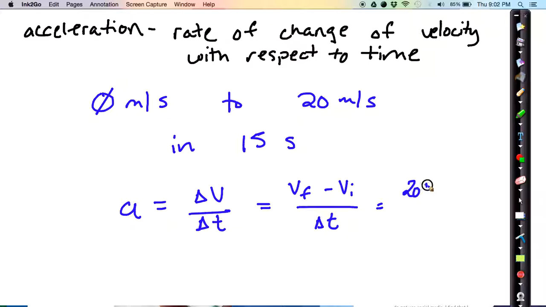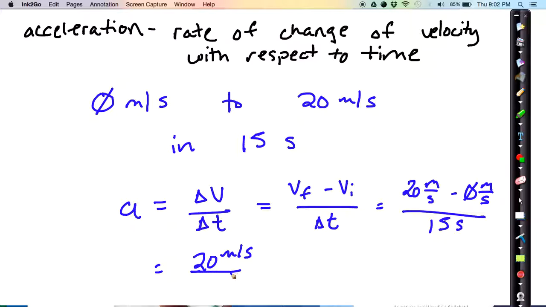So I have a final velocity. I end up at 20 meters per second. I started at 0. And this occurs over a time interval of 15 seconds. So what we see then is we're going to end up with 20 meters per second divided by 15 seconds. And the units are going to combine in such a way to give us meters per second squared. We've got meters per second divided by seconds, so that's the same thing as, let's rewrite this here, meters per second times 1 over seconds. So that's where the meters per second squared comes from.